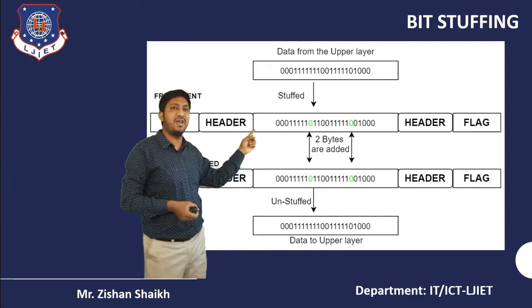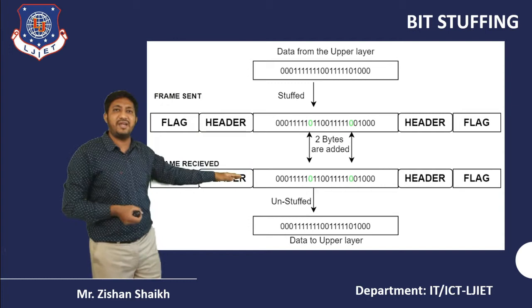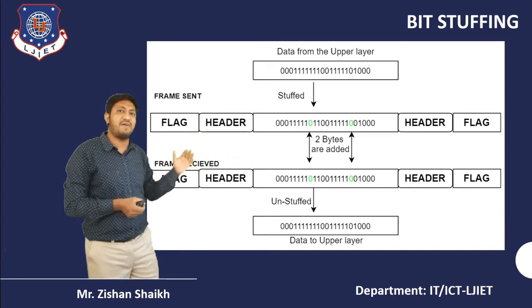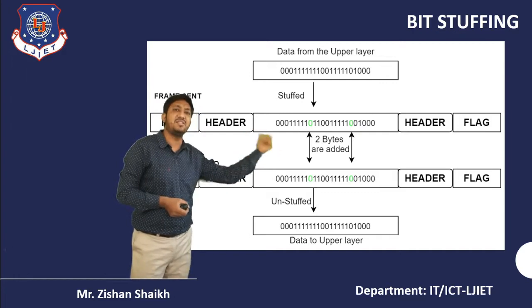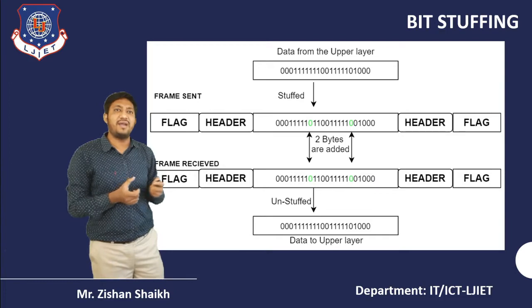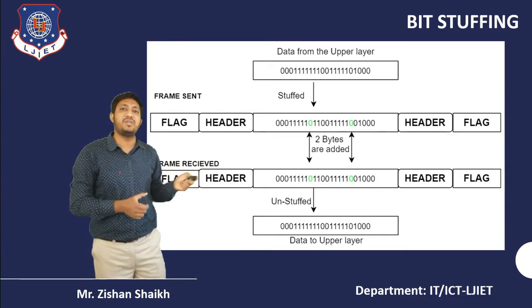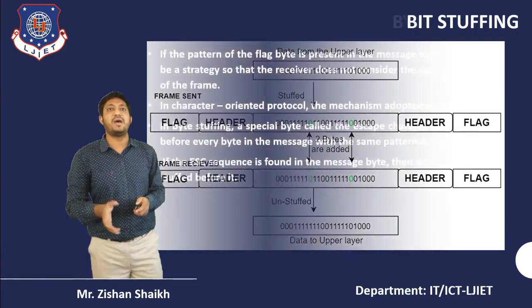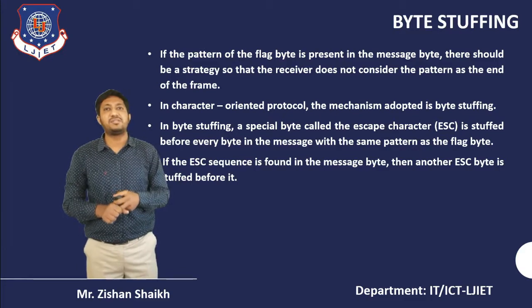So in this data we are adding 2 extra 0 bits. At the receiver side it will check if, after continuous 5 ones, any 0 is added, then it will be removed. So in bit stuffing, this type of complication is solved using the extra 0 bit. Now we are moving to the next mechanism, that is byte stuffing.